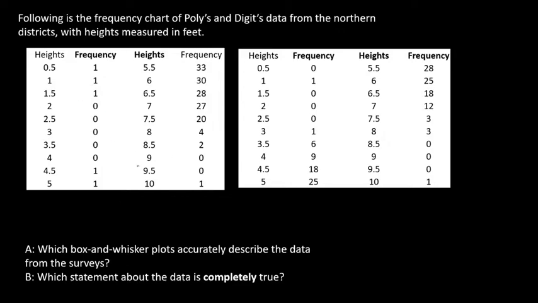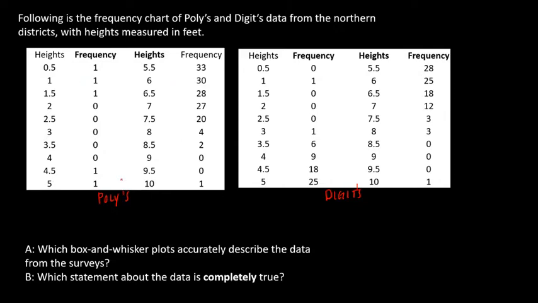So first of all, let's just label whose is whose. This is going to be Pauli's data, and this is going to be Digit's data over here. So our box and whisker plot. Let's just consider the bones of the box and whisker plot. So first of all, consider the range. Consider the range of the numbers.